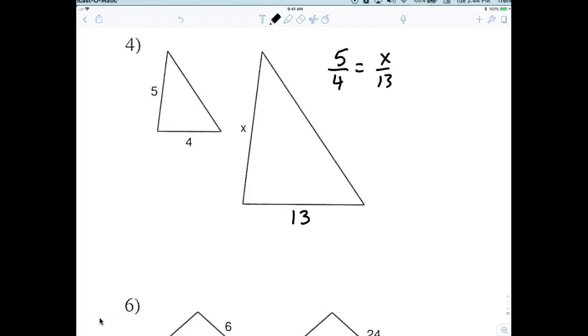Yes, we've already established that there are multiple ways to set up the proportion. You just have to set it up correctly. Now, when we cross multiply this, we end up with 4x is equal to 65. And what was 65 divided by 4? 16.25. That's because you did 4 divided by 65 instead of 65 divided by 4. You see what I'm saying now, right?